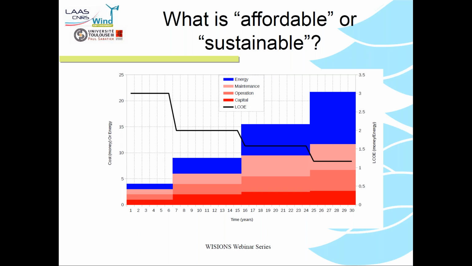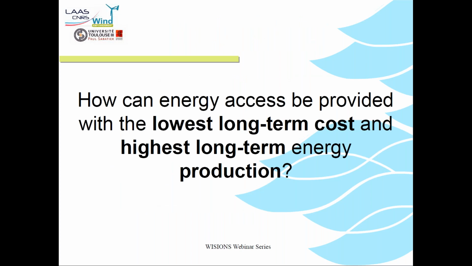And that's what would be affordable and sustainable. That means that you interconnect things and your price of energy goes down. Your cost of energy goes down. So whoever's selling that energy, a local practitioner, for instance, can get a greater margin. But how can energy access be provided with the lowest long-term cost and the highest long-term energy production? That's what we have to aim for.